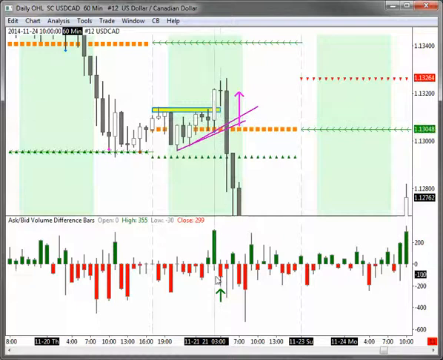So we see that the bar immediately after this up move has a down ask bid volume difference, and that alerts us that perhaps, if we were to take a long trade, we might want to be really sharp with where our stop would be.